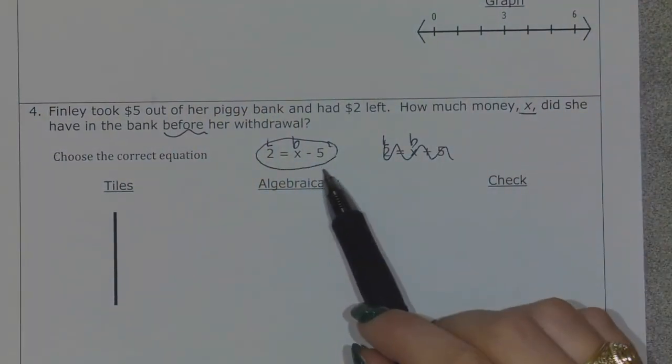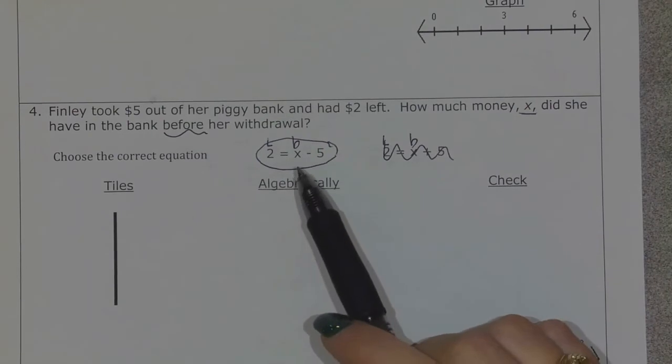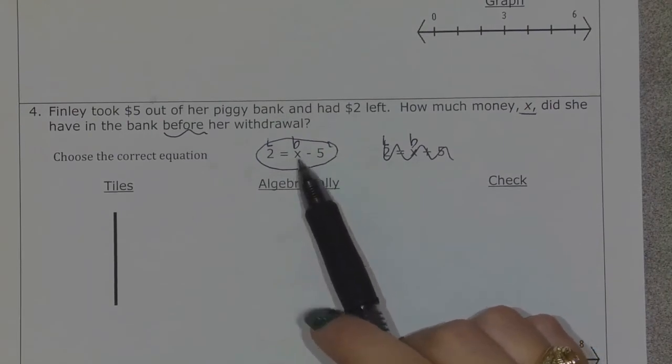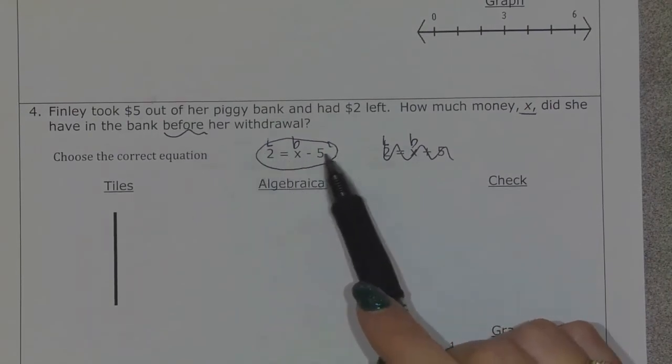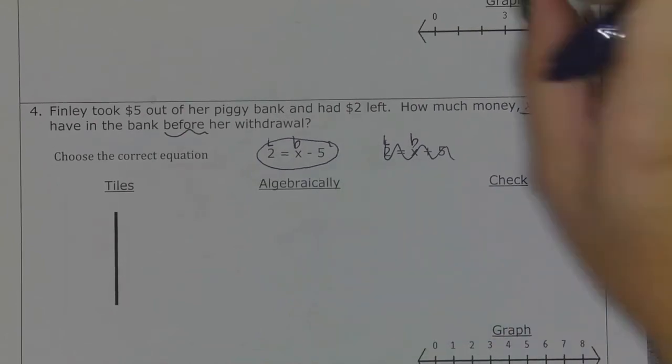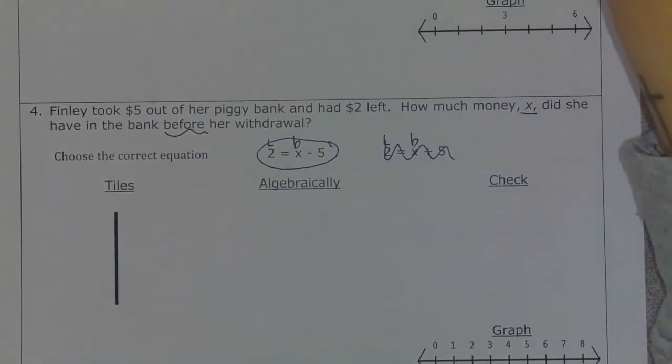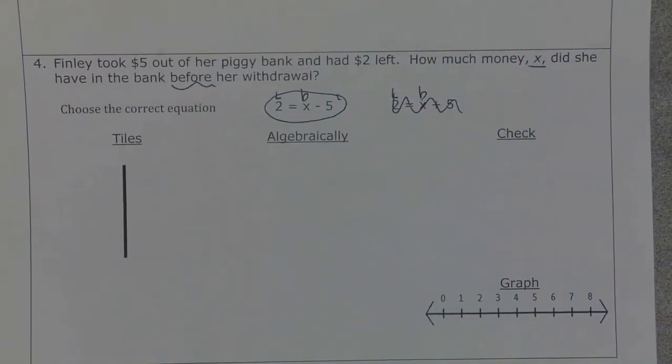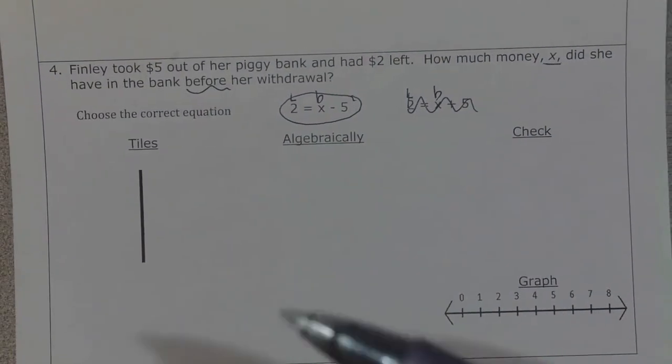Now, this equation is a little bit different because instead of putting my variable on the left side, my variable is on the right side. But the good news is that doesn't change how we solve it. It's still going to get solved in the same way. It's just flipped on the opposite side.